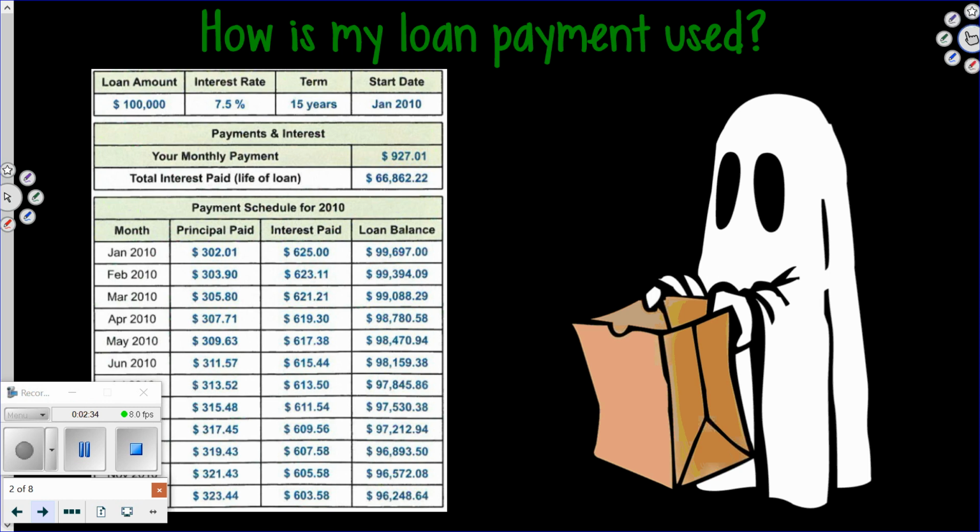Okay. You okay there? A little disturbing to look at? I know it is for me. When I look at that, I'm like, oh my gosh, I pay that much and only that little bit of it goes towards your loan. We're going to use both formulas today.